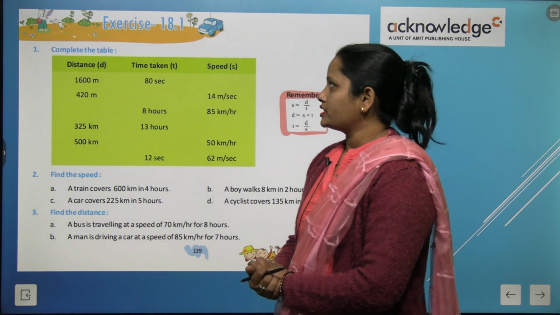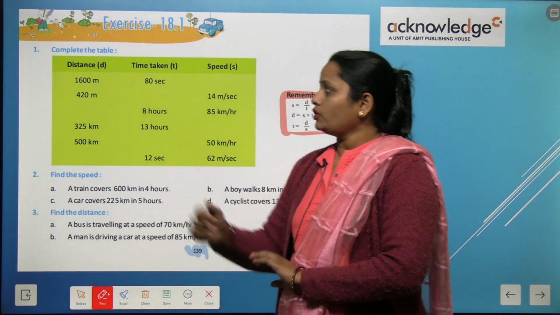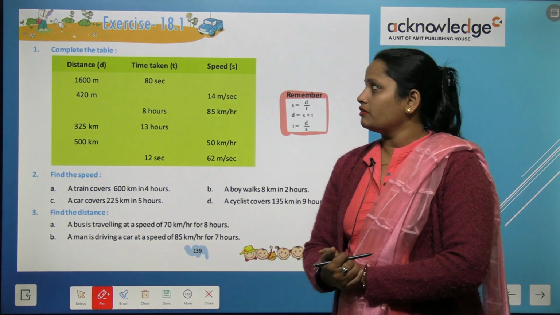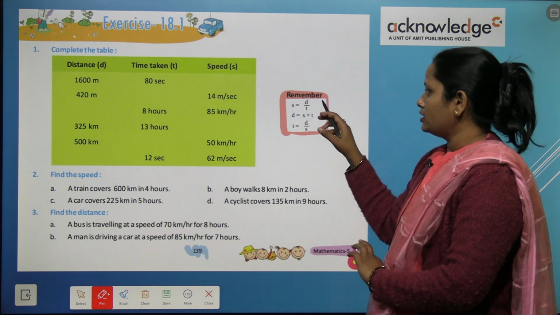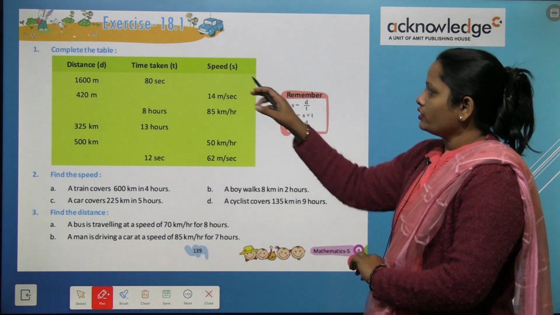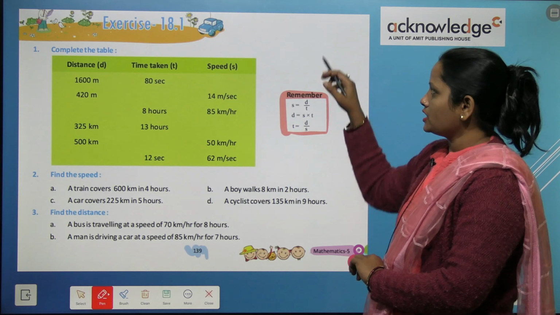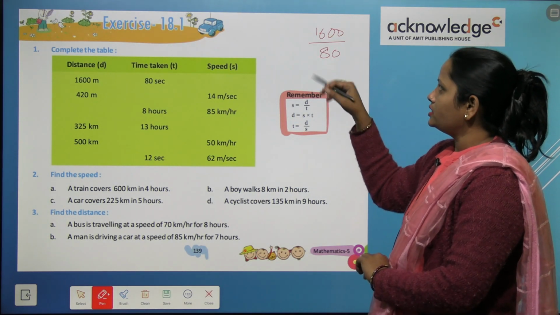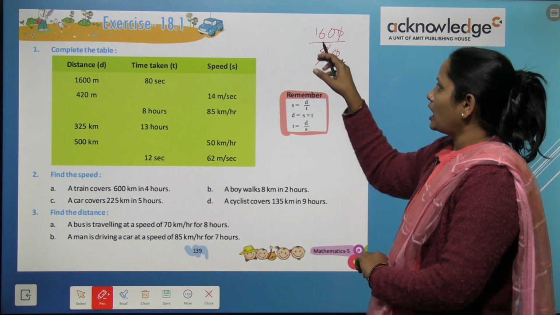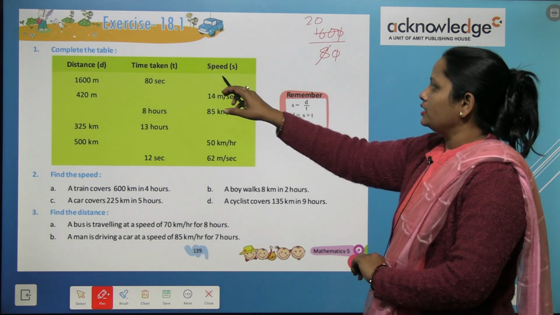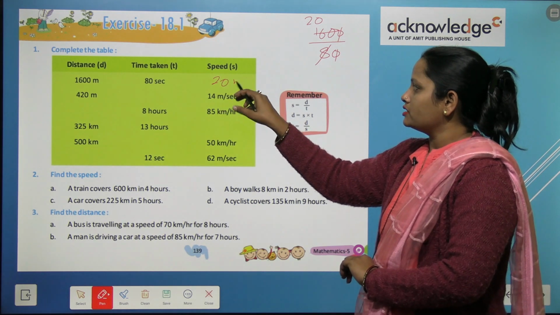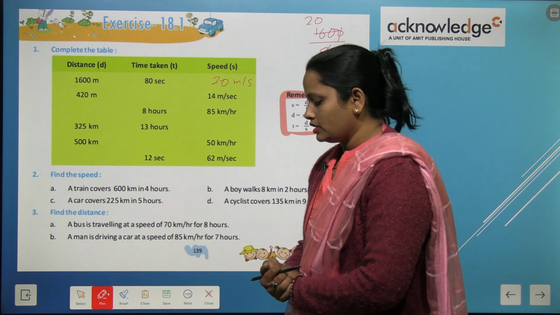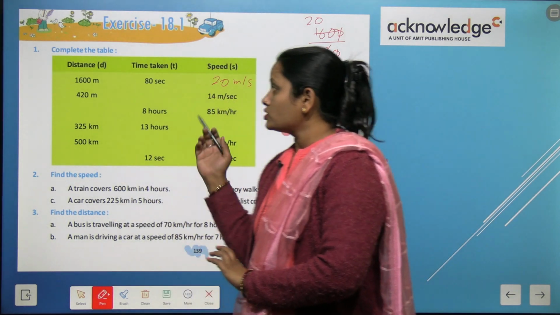Now let's move on to exercise 18.1. Here you can see distance is given and time is given. We have to find the speed. Here then there's help also given for you. So speed is distance upon time. So 1600 upon 80. Now let's calculate it. It will be 20 meter per second. Is it clear? Similarly, children, you have to do the rest of the questions that are given here.